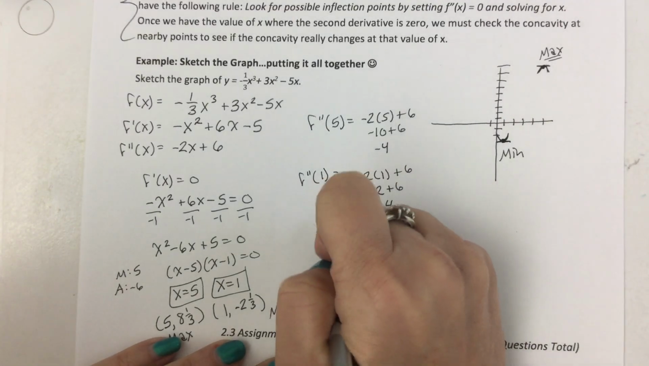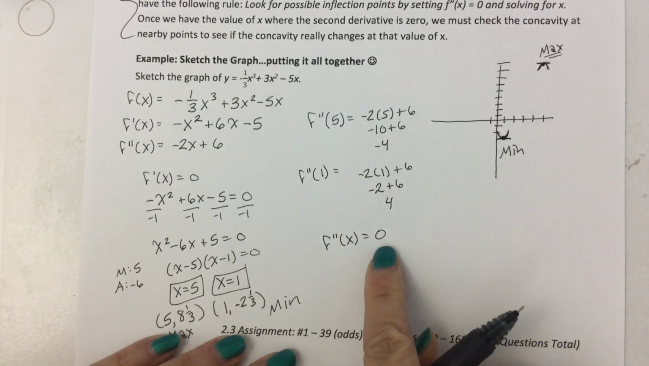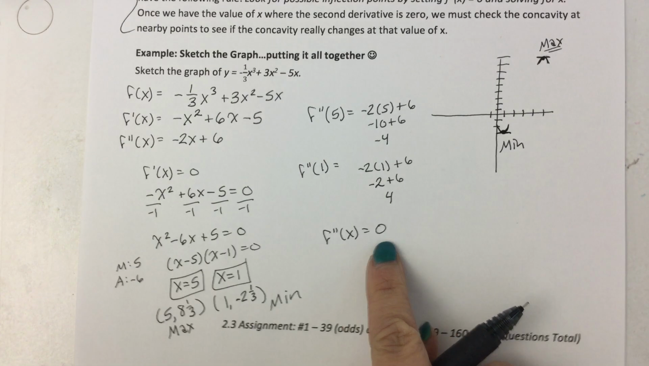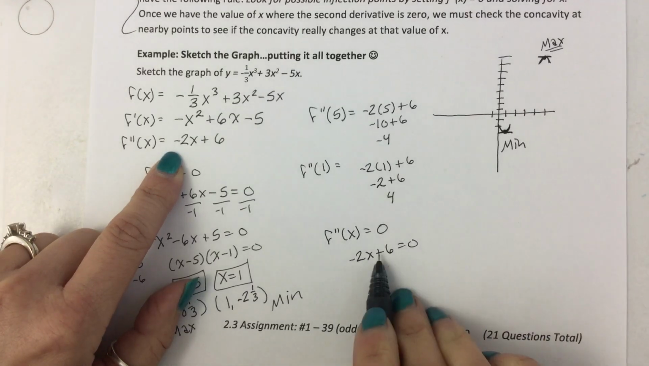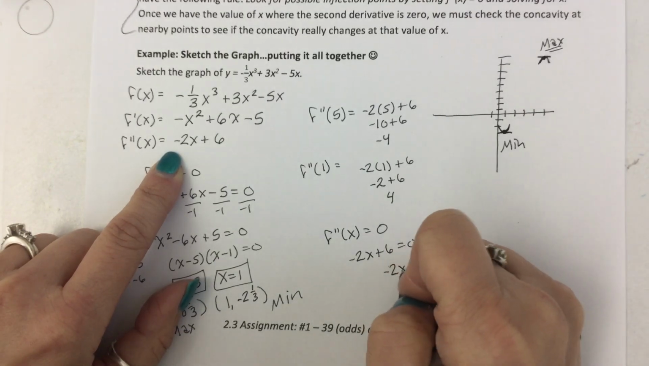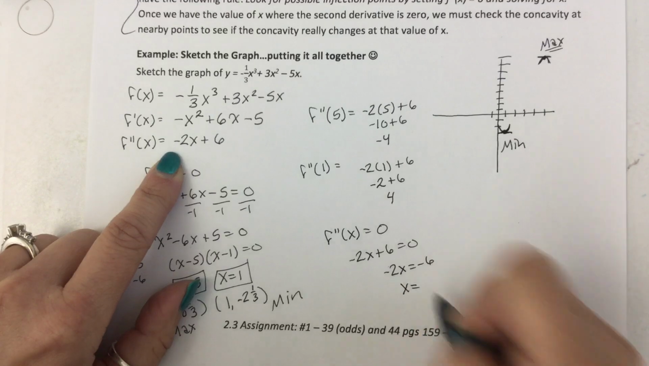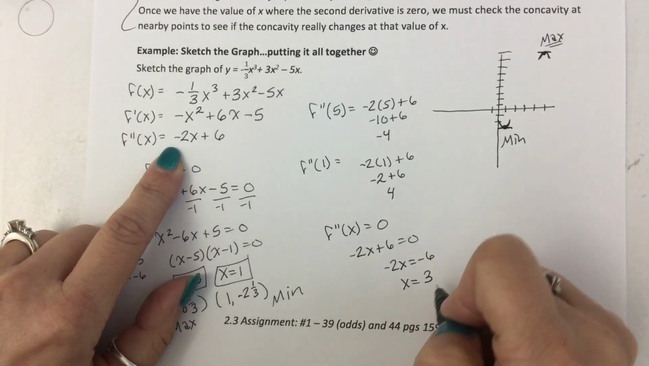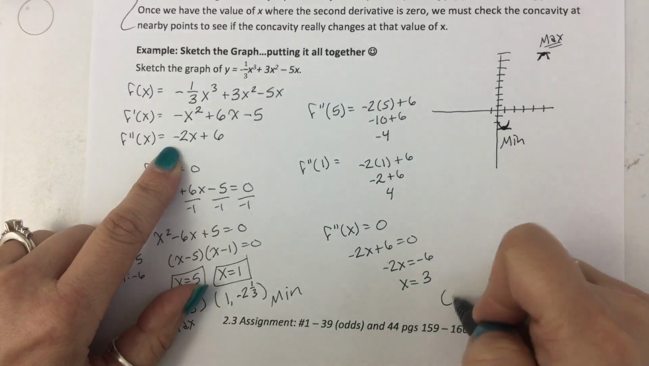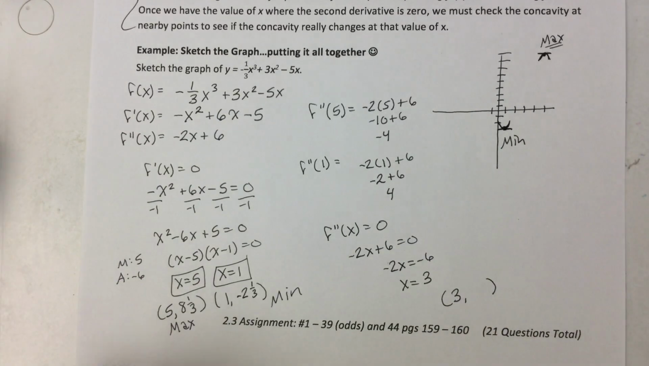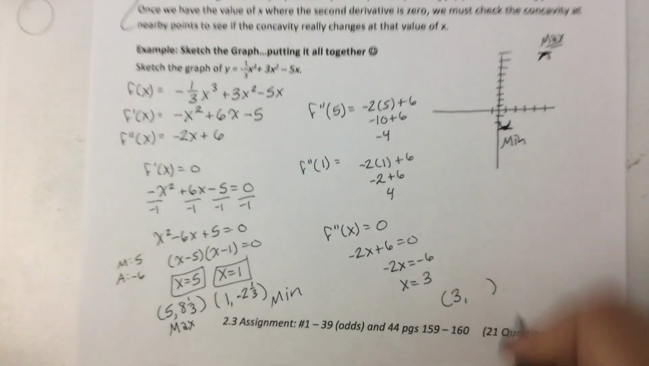To find an inflection point, you take the second derivative, set it equal to 0. So second derivative, negative 2x plus 6 equals 0. If I minus 6, negative 2x equals a negative 6. Divide by negative 2, and x is a 3. But I want to know the point so I can actually graph it. So now I go ahead and I put 3 into the original function. So I'm just using my calculator. I'm just going to up arrow, change all of the 1s into 3s, and I got a 3.